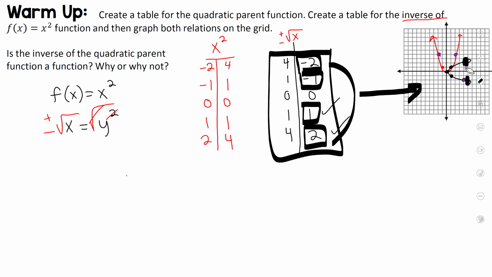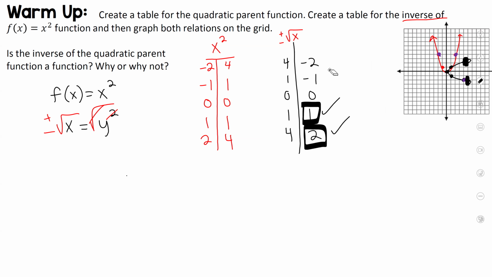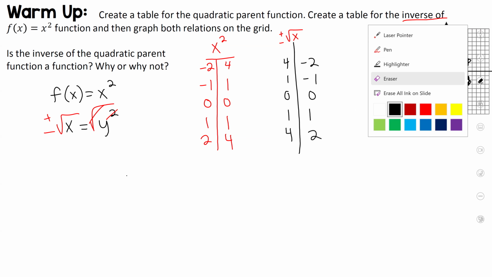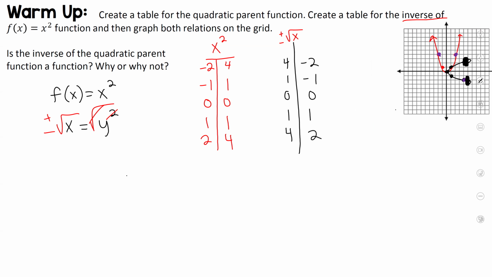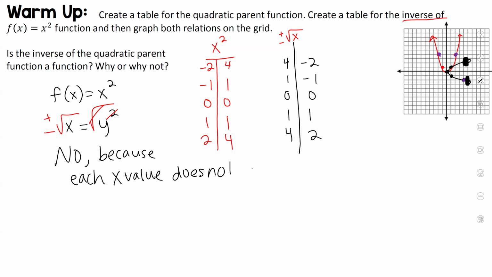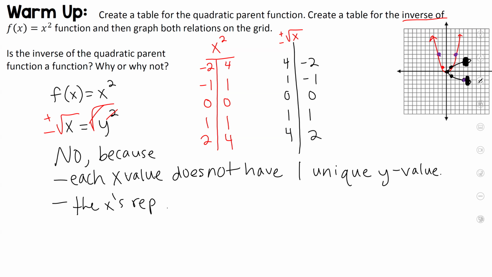What I'm going to write here is, let me clean this up a bit. What I'm going to write for the answer to the warm-up is no, because each x value does not have one unique y value. Some students like to say no, because here's another reason. The x's repeat, meaning 4 goes to -2, and then you have 4 again, but it's going to +2. Okay?